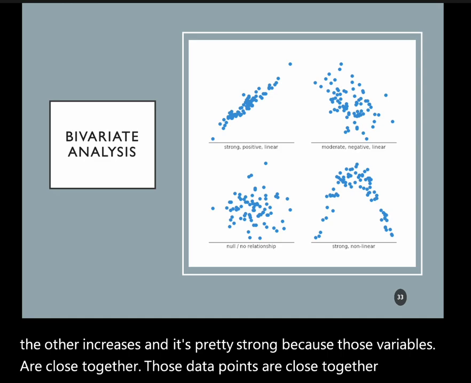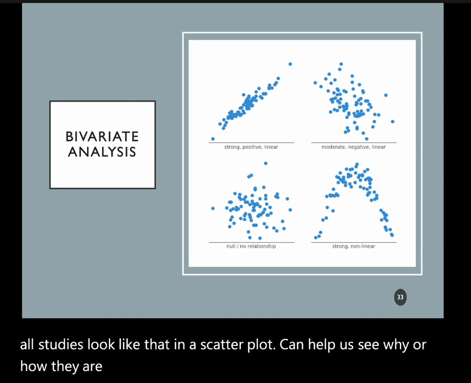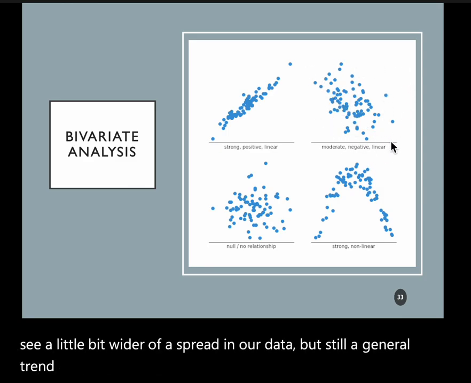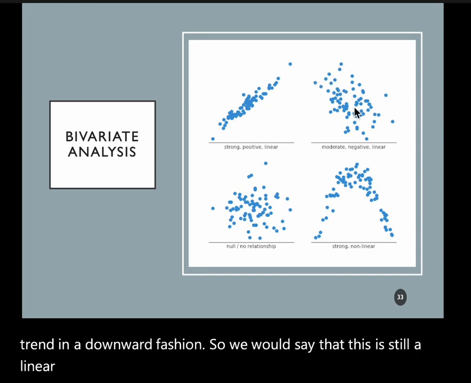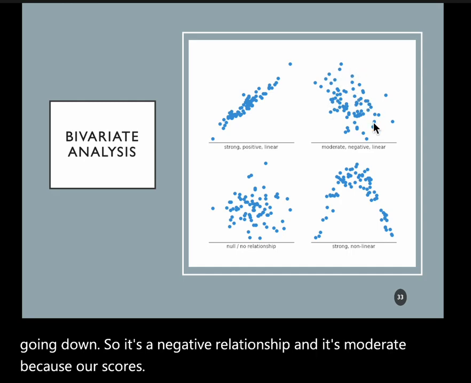But not all studies look like that, and a scatter plot can help us see why or how they are in relation to one another. For example, we might see a wider spread in our data, but still a general trend in a downward fashion. We would say that this is still a linear model with one straight line, but it's definitely going down. So it's a negative relationship, and it's moderate because our scores are a little bit more spread out.